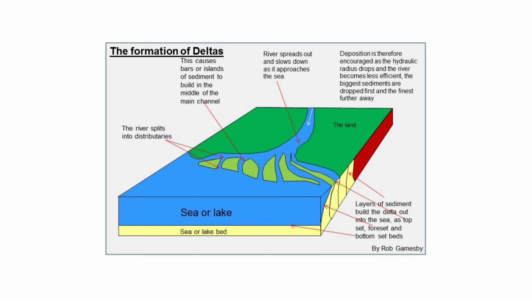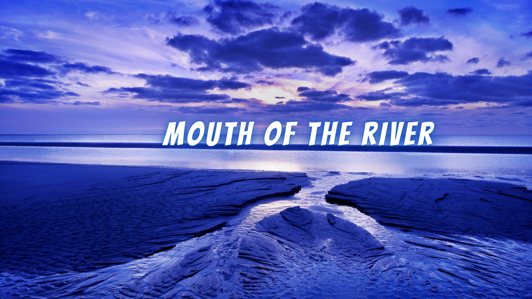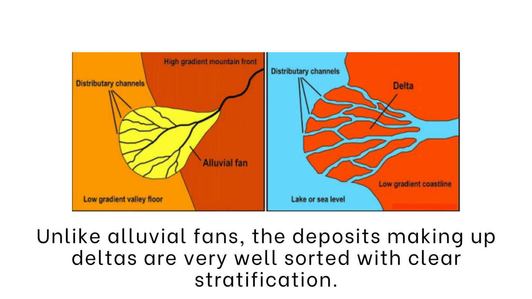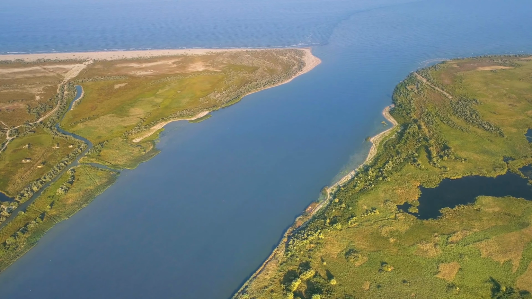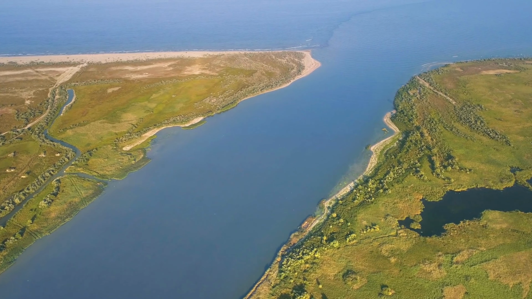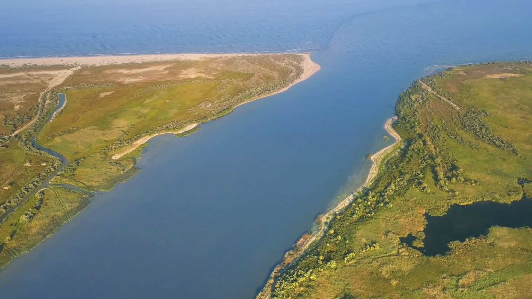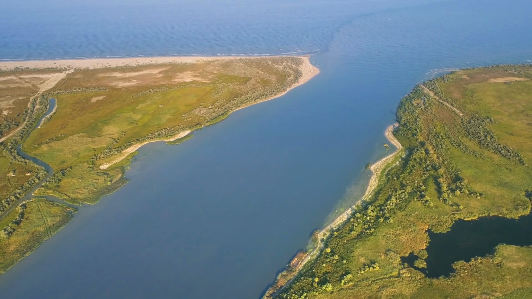Deltas. Deltas are like an alluvial fan but develop at a different location. They are found in the mouth of the river, which is the final location of depositional activity of a river. Unlike alluvial fans, the deposits making up deltas are very well sorted with clear stratification. The coarser materials settle out first, and the finer materials like silt and clay are carried out into the sea.